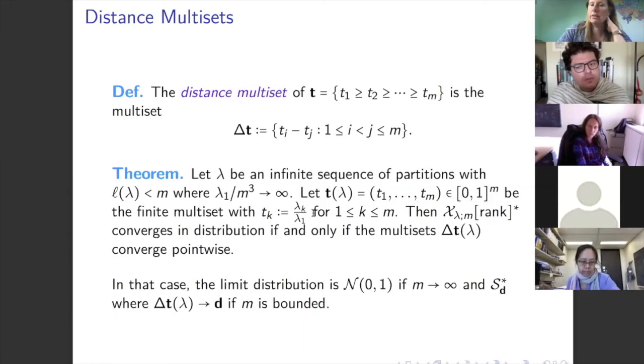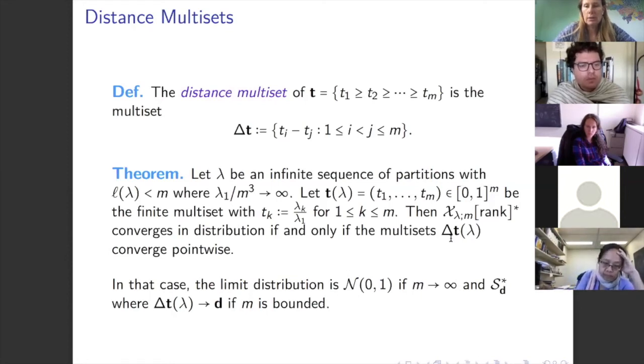And then you take the delta t, the distance multiset of those values. As long as those distance multisets converge pointwise, in your old-fashioned real analysis sense, then we have convergence in distribution of the random variables. And if the value m goes to infinity, we get asymptotic normality. And if m is bounded, we end up with one of these generalized uniform sum distributions.